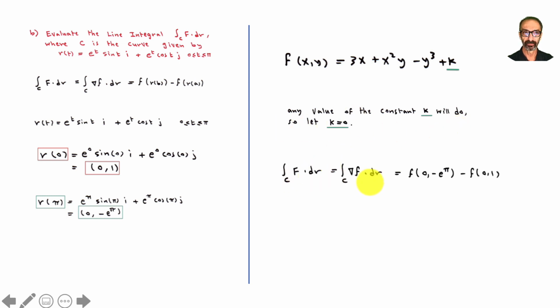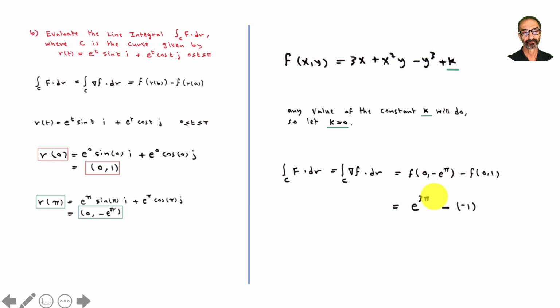The line integral is the same as the line integral of the gradient dr, and this is the fundamental value theorem for line integrals. That's f of the endpoint minus f of the start point as a net change. Just plug in 0 for x, plug in minus e to the pi for y, and that should give you e to the 3 pi.